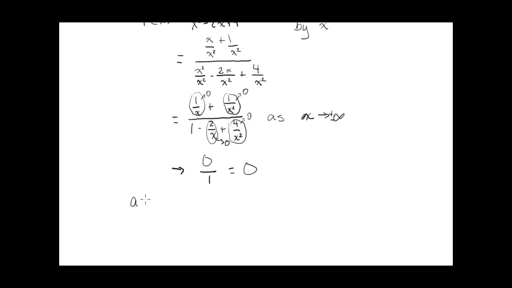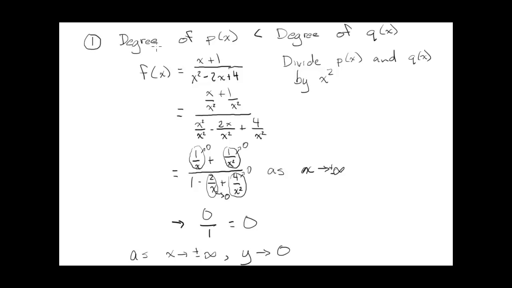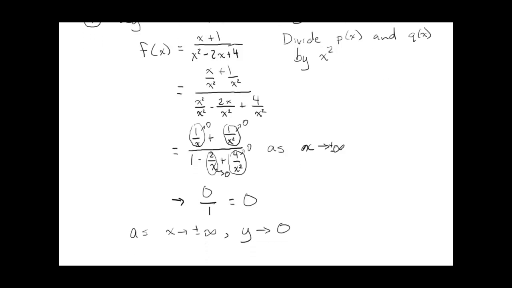So as x approaches plus or minus infinity, y, or f at x, is going to approach 0. Okay? And that will happen anytime this is true. Anytime the degree of the bottom is bigger, you're going to have this situation where you end up with a constant on the bottom and 0 on the top. So that's sort of a rule. You could take that as a rule for any time the degree of the numerator is smaller.